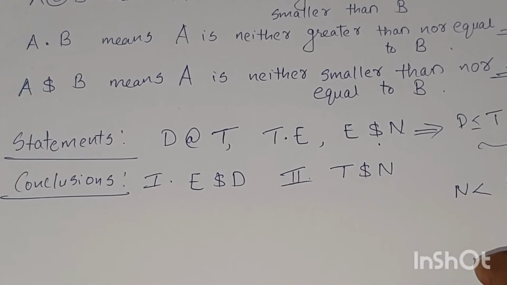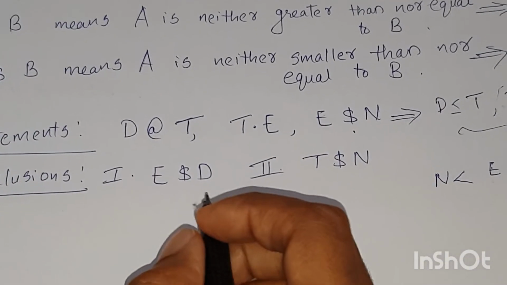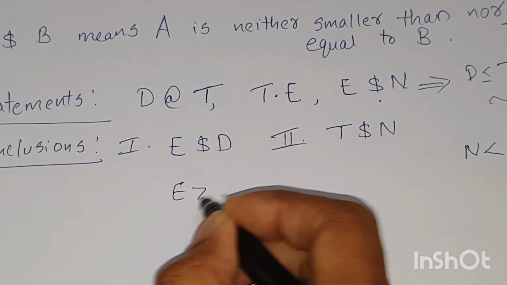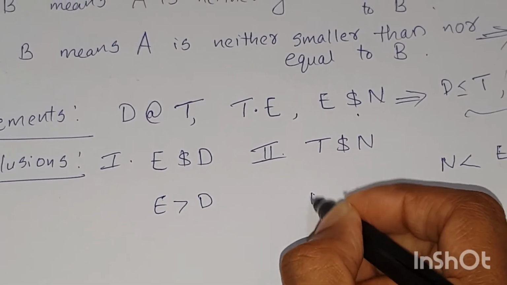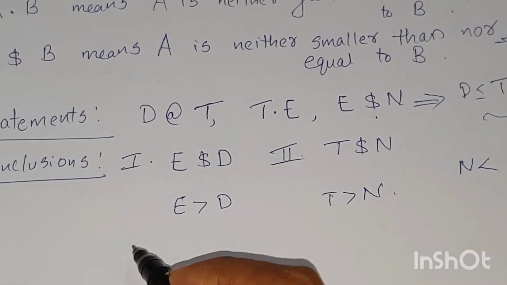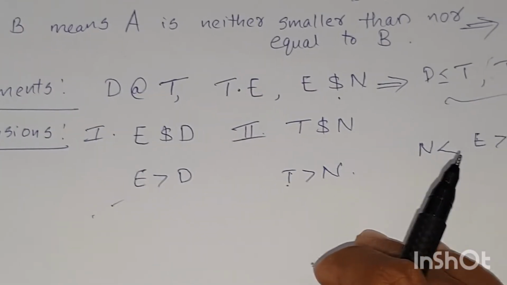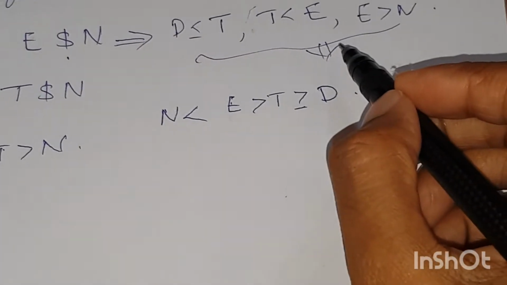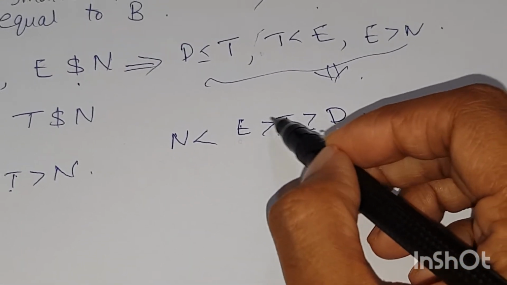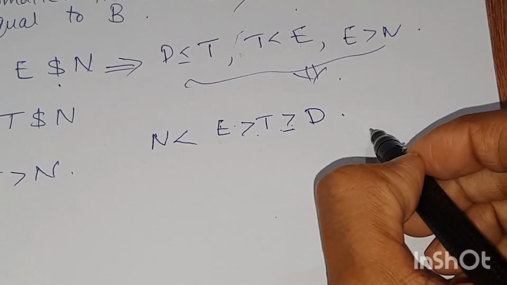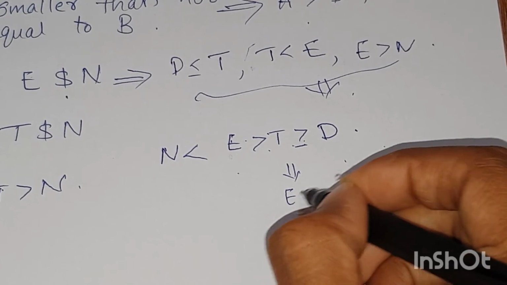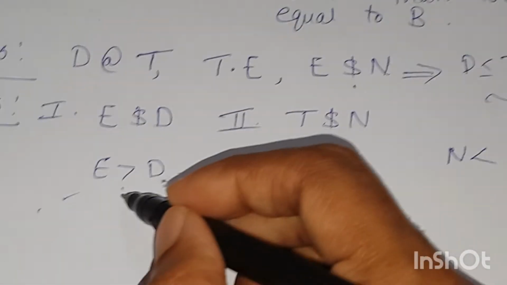Okay, now going to the conclusion, E $ D. Dollar means greater than, okay? So E is greater than D. T $ N, T is greater than N. We have to check whether these two are true or not. E is greater than D. Is E greater than D? Check it. E is greater than T, greater than or equal to D. That means E is greater than D. This implies E is greater than D. So conclusion 1 is true.